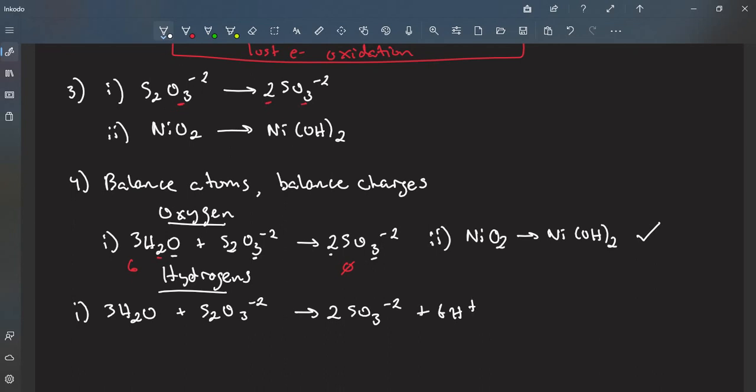Right? Okay, so here are 6. Let me just fix that 6 there. Here are 6 on the right. Now we have 6 on the right and we have 6 on the left.